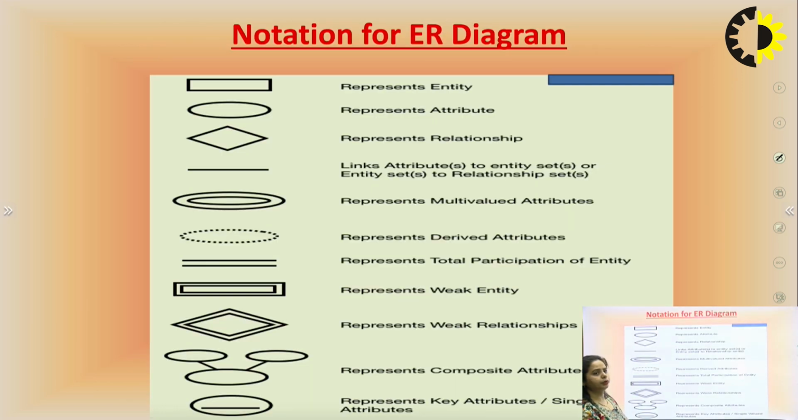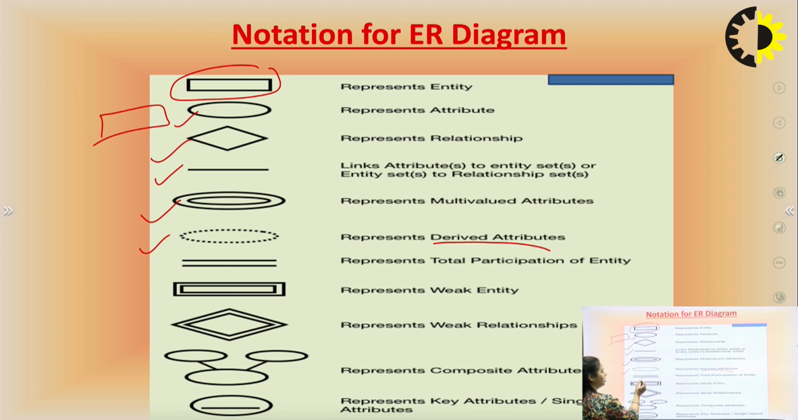Next, we use some notations in the ER diagram as follows. A rectangle is used to represent the entity, and if we want to represent the attributes, the properties of that entity, then we use an oval. After that, the relationship is represented by a diamond. A relationship between two entities is represented by a diamond, and the link between entities and attributes is represented by a single line. A multi-valued attribute is represented by a double oval, and a dotted oval represents derived attributes.